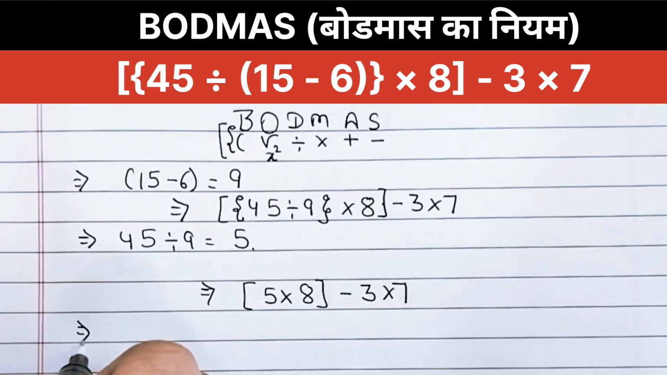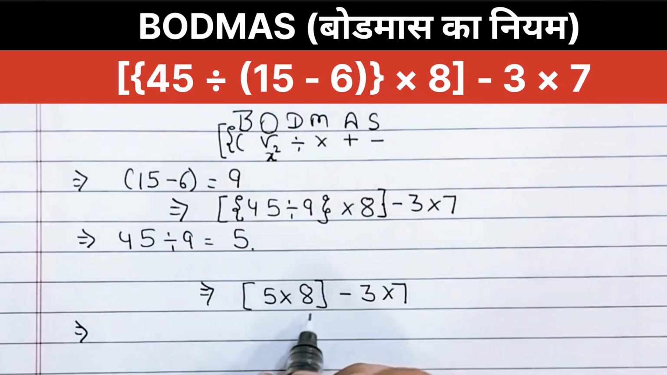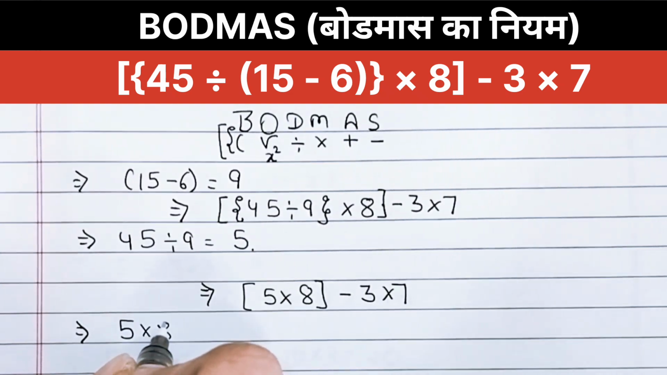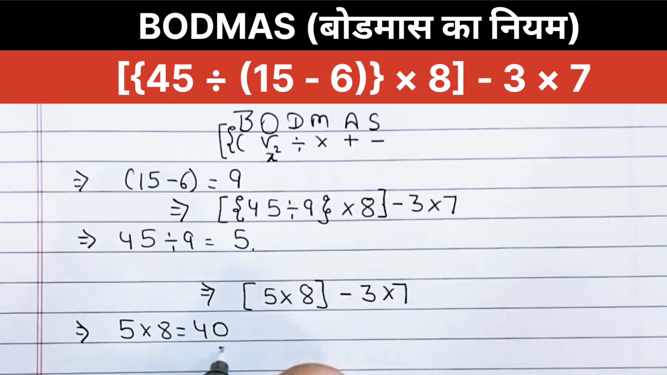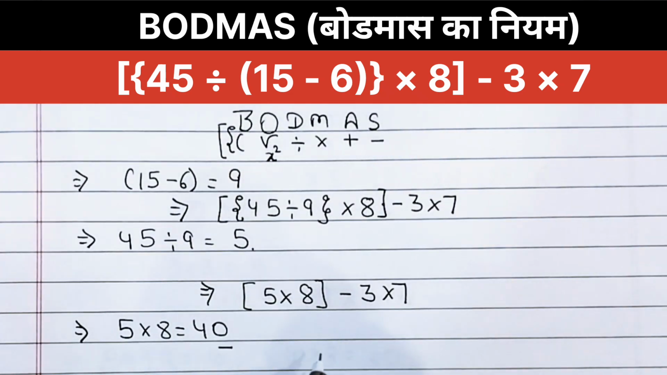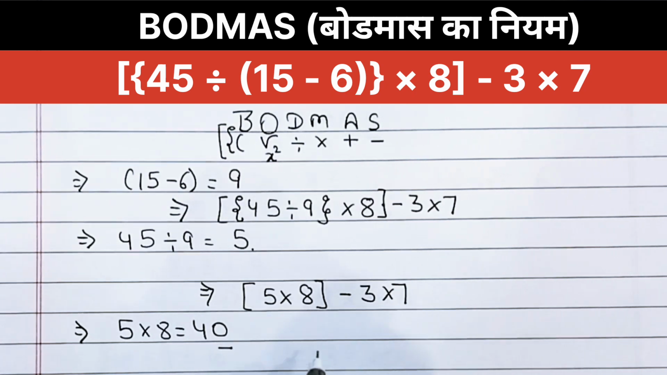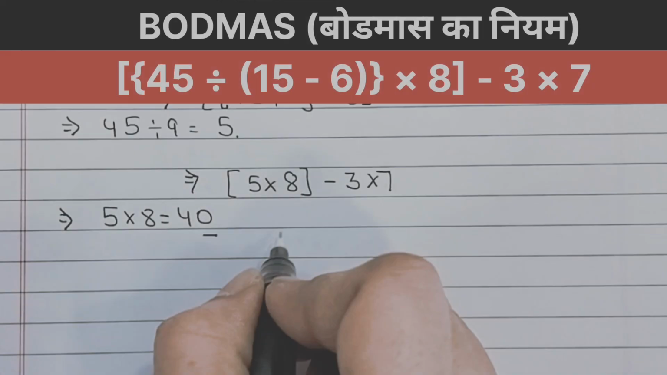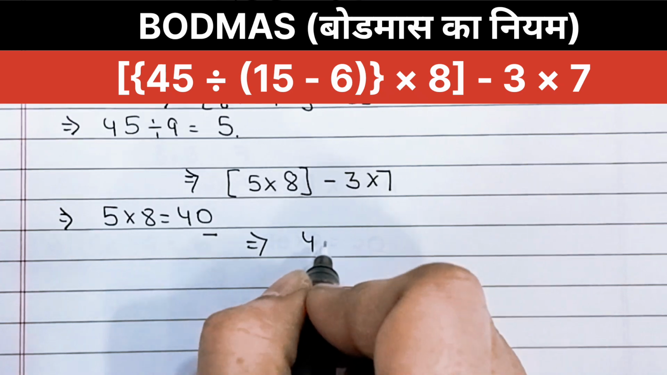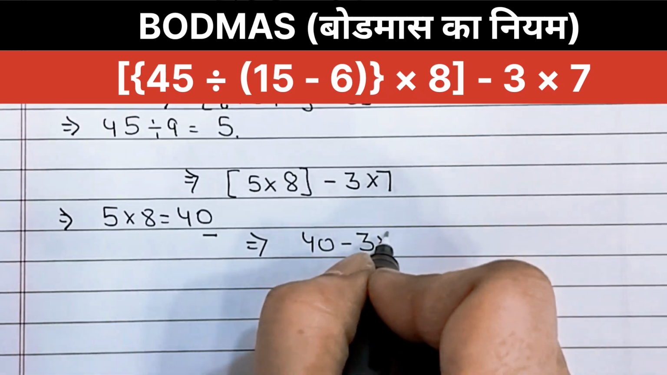Now step 3. Solve the square brackets, 5 into 8. So 5 multiplied by 8 equals 40. According to this step, we complete all the operations inside the outermost brackets before moving to the term outside. So now the expression becomes 40 minus 3 multiplied by 7.